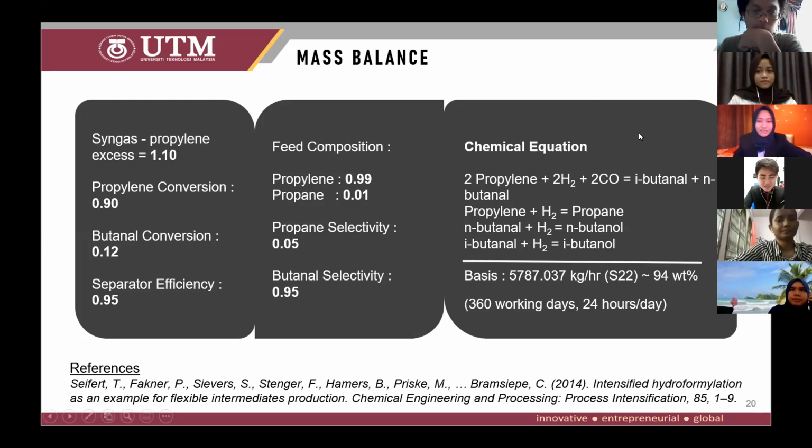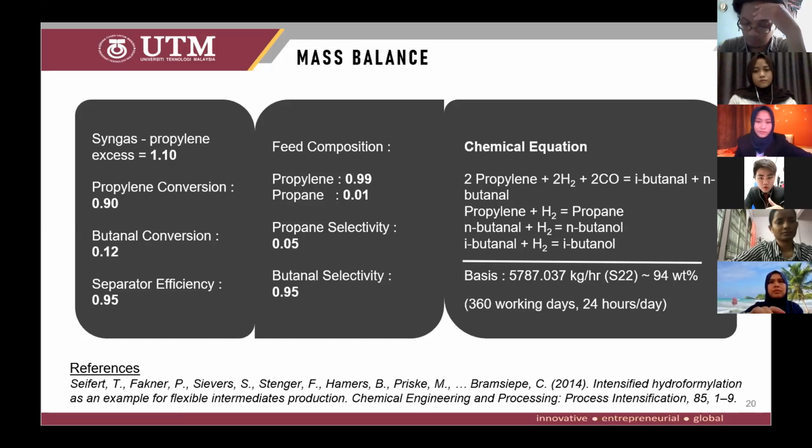Boleh. Okay. So next we move on to our manual mass balance calculation. As you all can see in the slide, here is the hydroformylation of propylene process. The specifications are: the syngas to propylene excess ratio is 1.1, propylene overall conversion is 90%, butana conversion to butanol is 12%, separator efficiency is 95%, and our feed is not pure propylene. It also consists of 1 mole percentage of propane, and propane has a selectivity of 5%, while butana, which consists of isobutana and also N-butana, has a selectivity of 95%.